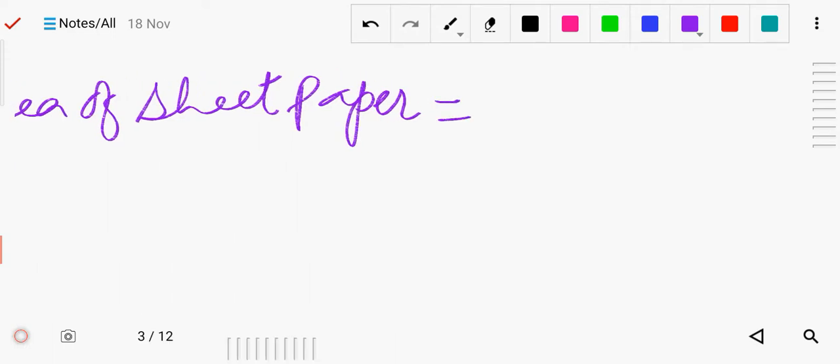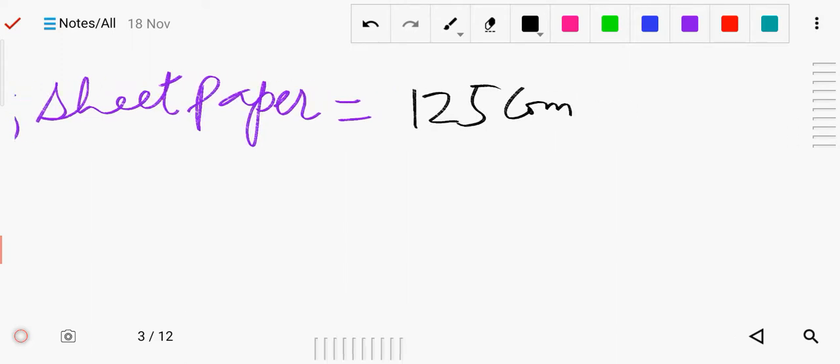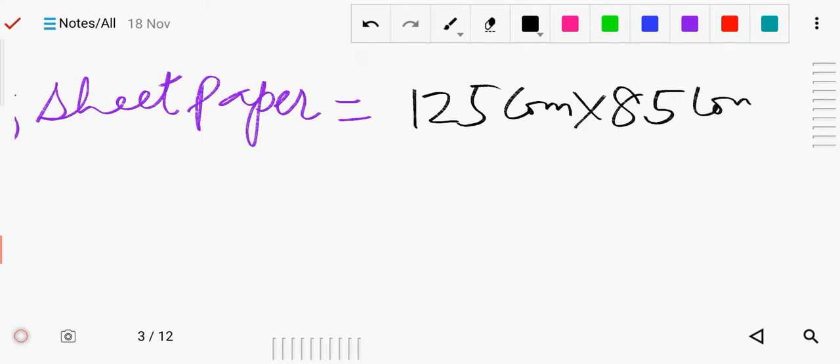Okay, area of sheet paper: 125 centimeter multiplied by 85 centimeter. So this is the area of the sheet of paper. You can multiply it also, and you will get some value, but I will not multiply because again we have to divide.